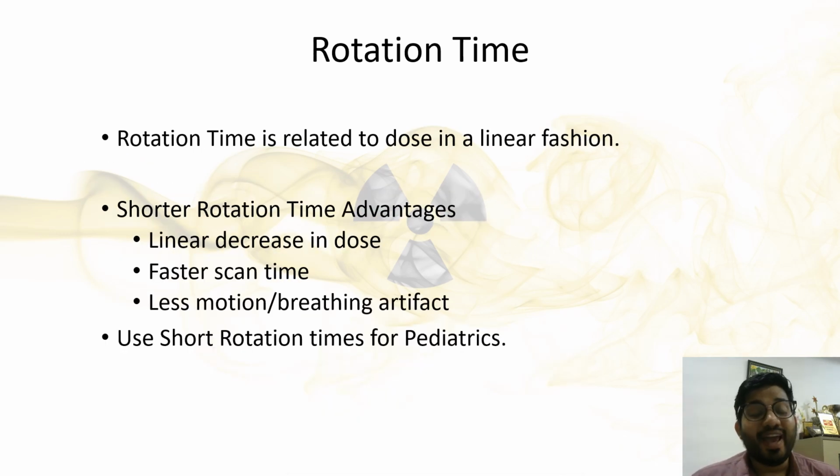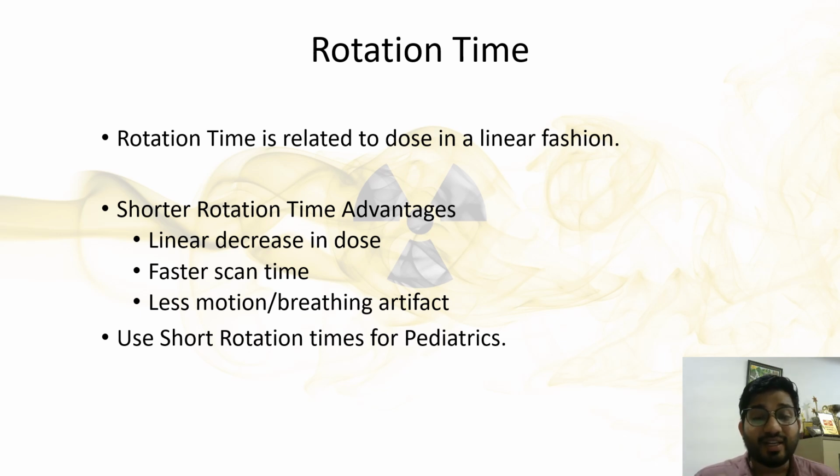Rotation time also has a significant role in radiation dose. In CT imaging, tube rotation time and radiation dose are directly proportional. Doubling the gantry rotation time, for example from 0.5 to 1 second, doubles the total patient dose, that is the mAs, while halving the rotation time reduces the dose by half. Faster rotation reduces motion, but shorter times require higher mA to maintain image quality. So rotation time is related to dose in a linear fashion.